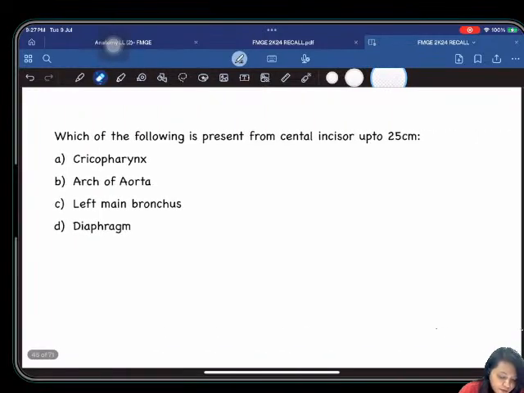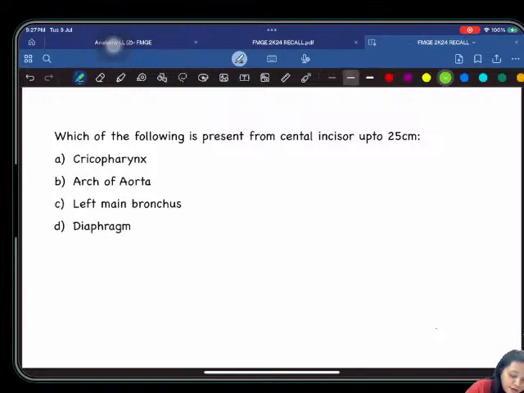Now this question has come on the esophageal constriction. Which of the following is present from the central incisor up to 25 centimeter? They have given the options: cricopharynx, arch of aorta, left main bronchus and the diaphragm.